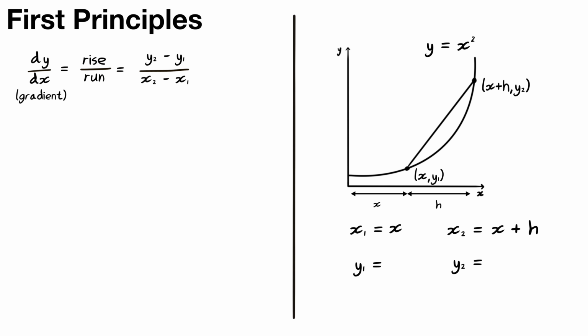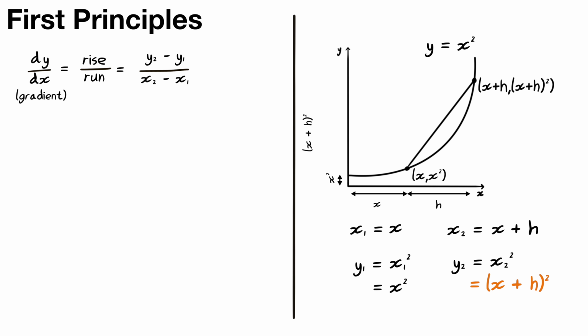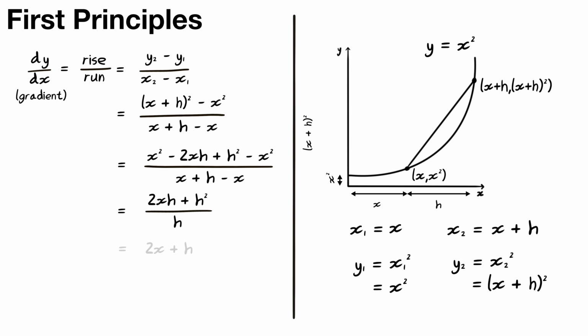We know y1 equals x1 squared because the equation is y equals x squared, and since x1 equals x, y1 must equal x squared. Finally, if we know y2 equals x2 squared and x2 equals x plus h, it means that y2 equals x plus h all squared. Now that we've found all of our values for x1, x2, y1, y2, we can sub them into our equation for the gradient, and we get x plus h all squared minus x squared over x plus h minus x. That all simplifies down to 2x plus h.